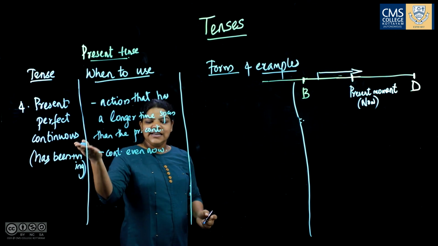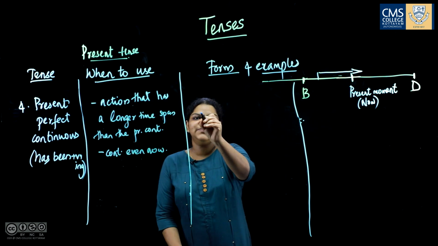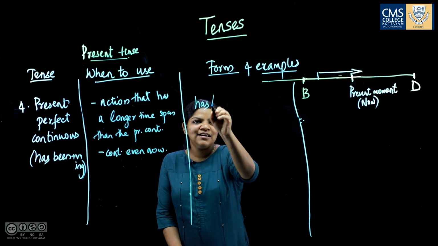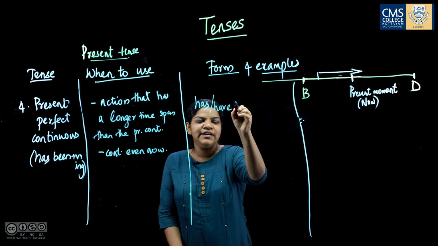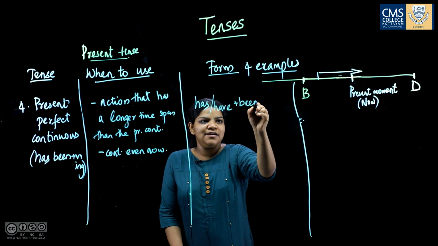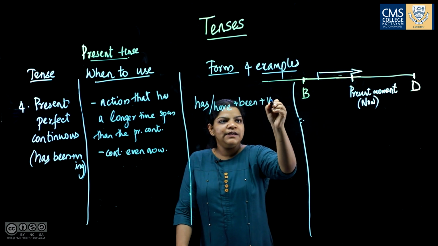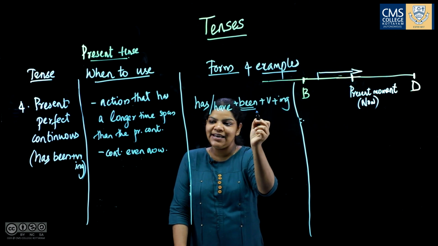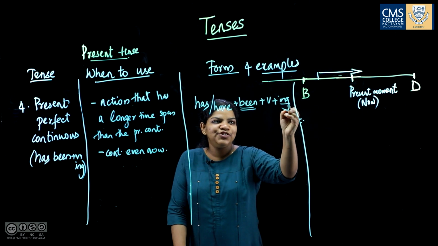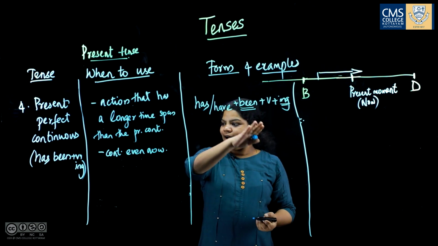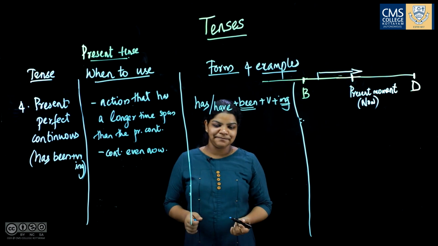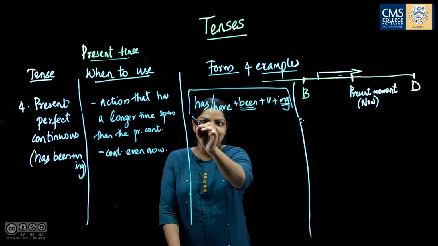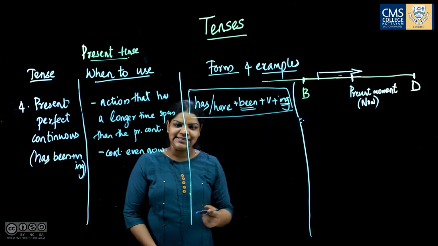Let's take an example. As we said, when you have a singular noun, you'll use has. When you have a plural noun, you use have plus been plus the verb plus ing. So been is the word here which indicates the perfect tense, and ing is the word which indicates the continuous tense. So this is the form for present perfect continuous. Let's look at an example.